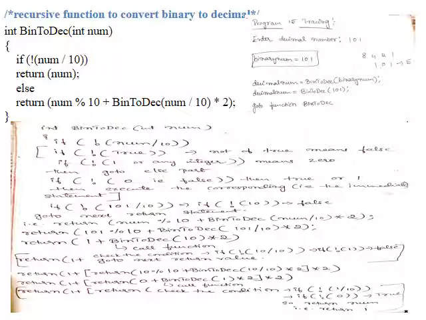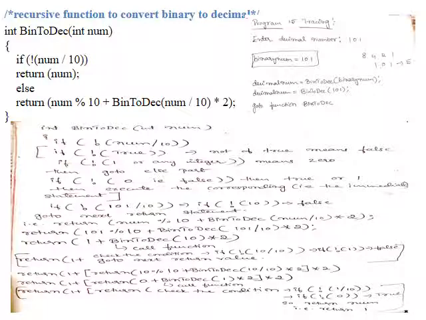Let's execute return of num modulus 10 plus binary to decimal of num divided by 10, into 2. That is return of 101 modulus 10 plus binary to decimal of 101 divided by 10, into 2. 101 modulus 10 is 1. Now binary to decimal of 101 divided by 10. So 101 divided by 10 is 10.